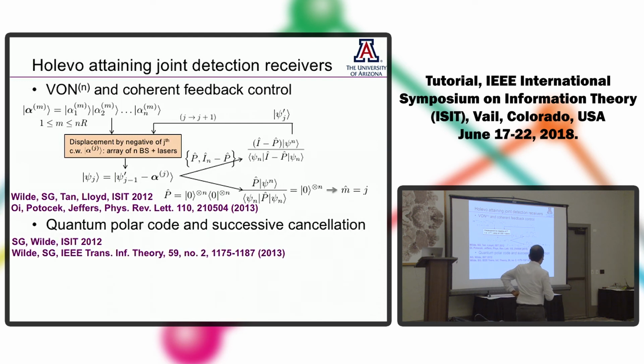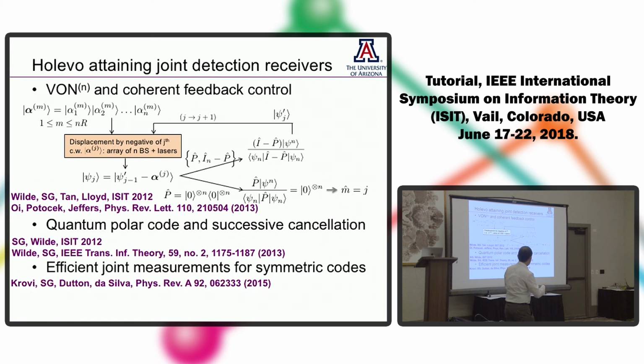Mark and I worked on quantum polar codes to achieve the Holevo capacity of a general classical-quantum channel, which would apply to this BPSK channel we talked about. But the successive cancellation decoder, that itself is a joint detection receiver. So, no surprise, it has to apply on multiple channel symbols at a time in order to get to Holevo capacity. We looked at efficient joint measurements when your codes have certain symmetries. This was work led by my colleague Hari Krovi.